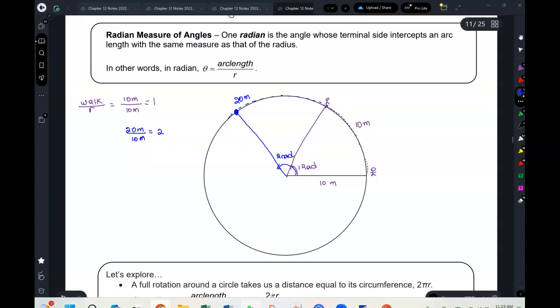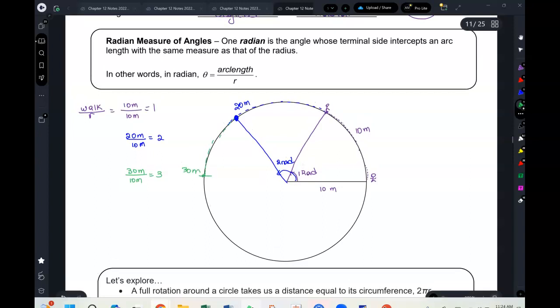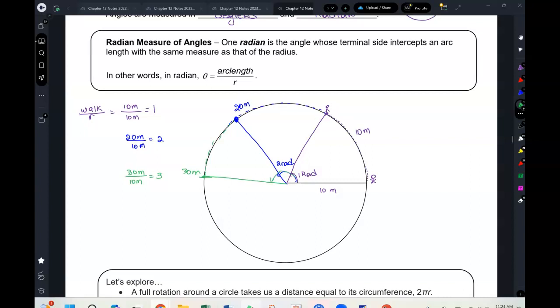Okay? So you keep walking, and your coach blows the whistle again, and you're like, oh my God, I've only walked 30 minutes. Like, just let me walk, or 30 meters, right? So let's do the ratio again. 30 meters is how much you walked. What's the radius? 10 meters. So that's a ratio of 3. Ooh. How many radian is that angle now? 3 radian.